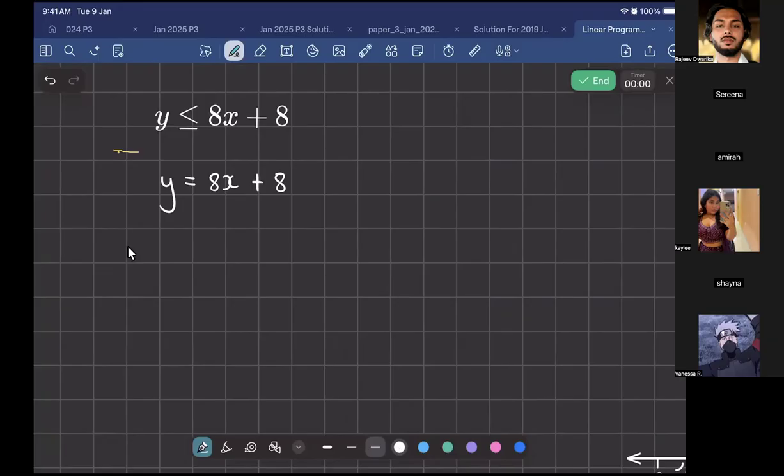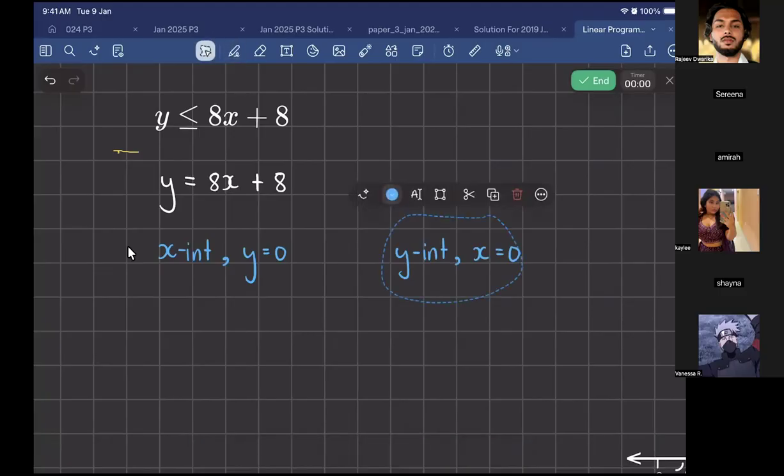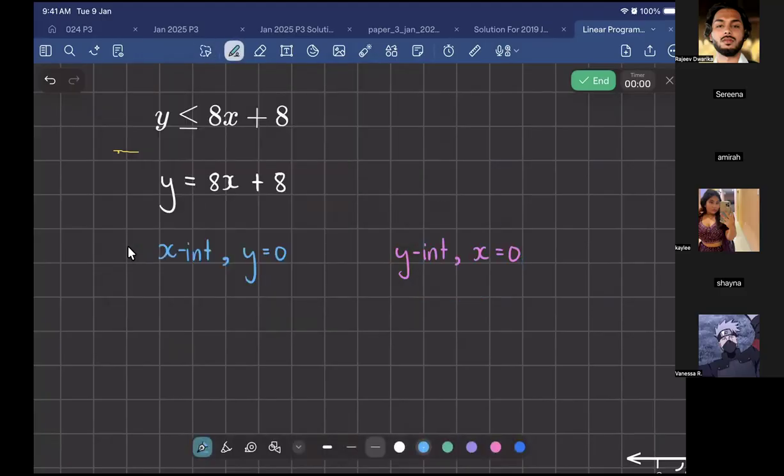Okay, so we know that the x-intercept is y equal to 0, and the y-intercept is x equal to 0, right? So can we put the equation as 0 is equal to 8x plus 8? Yep. So we write 0 is equal to 8x plus 8. What's next? So now do we find the inequality? Nah, you're not finding the inequality. You're trying to find x.